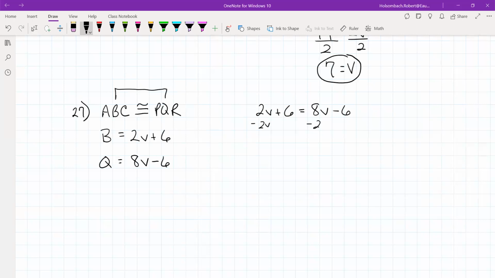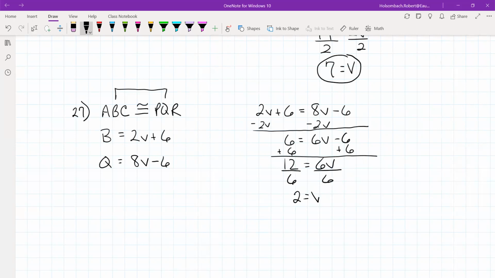Subtract 2x from each side. So 6 will equal 6x minus 6. Add 6. So 12 equals 6x, and then divide by 6. So 2 equals x. Same concept, we're going to go back and substitute. 2 times 2 plus 6, that gives me a 10. And 8 times 2 is 16 minus 6 gives me a 10. So there's your two angle measures.